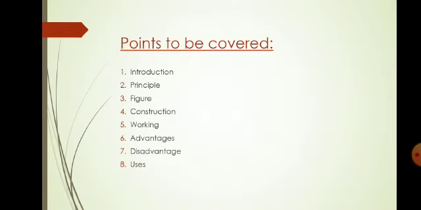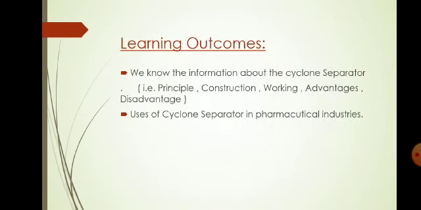Points to be covered: first, introduction; second, principle; third, figure; fourth, construction; fifth, working; sixth, advantages; seventh, disadvantages; eighth, uses. Learning outcome: after completing this topic, we all should be able to explain the principle, construction, working, advantages, disadvantages, and uses of cyclone separator in pharmaceutical industries.